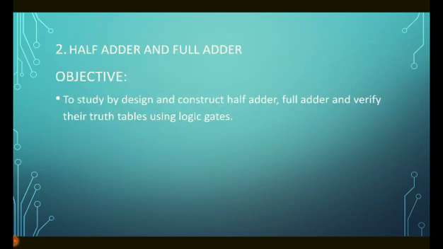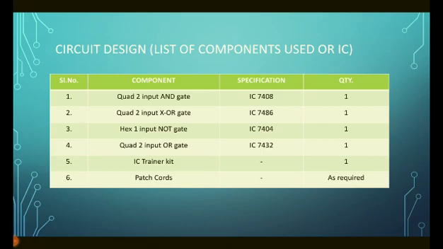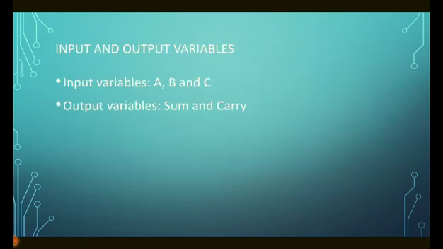And the next is half adder and full adder. Objective: to study by design and construct half adder and full adder and verify the truth table using logic gates. Circuit design: list of components used or ICs. Totally here we use 6 components: 2 input AND gate, 2 input XOR gate, 1 input NOT gate, 2 input OR gate, IC trainer kit and patch cards.